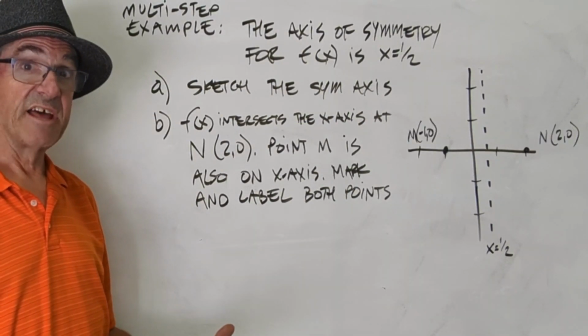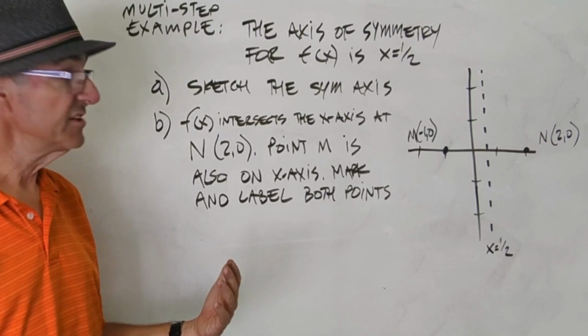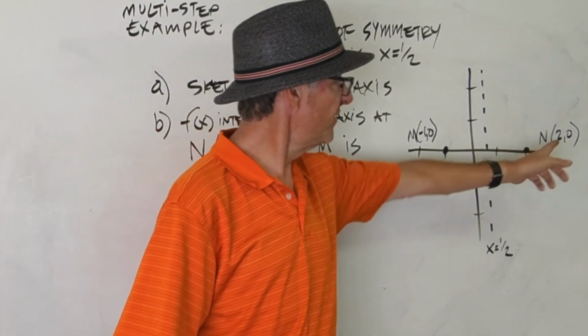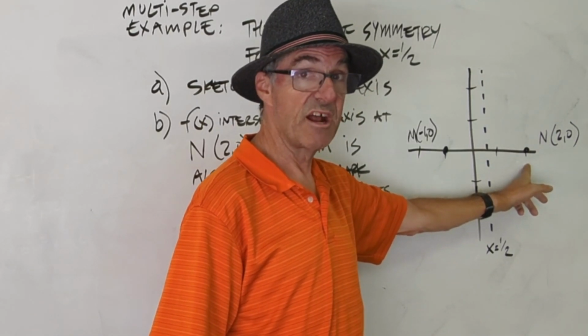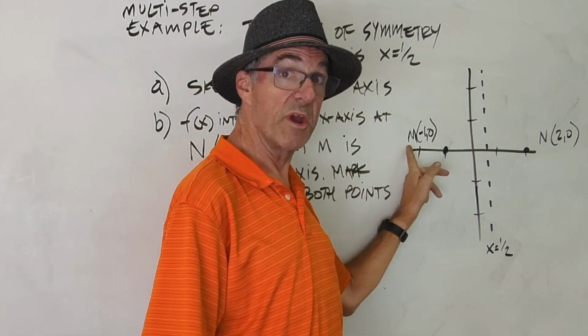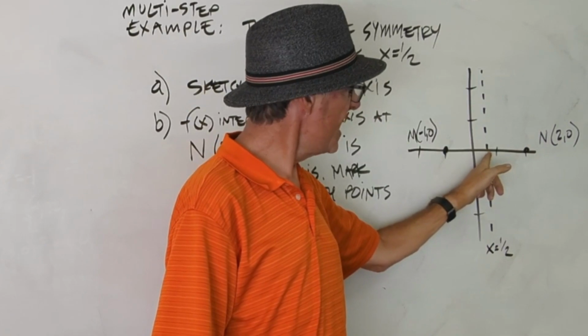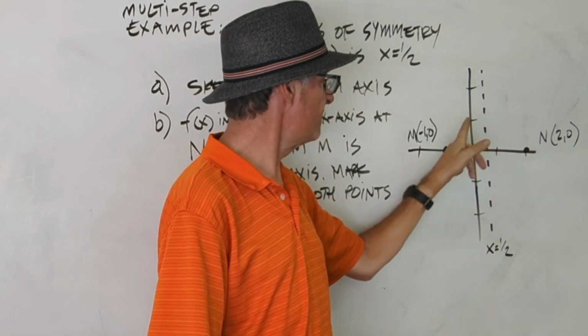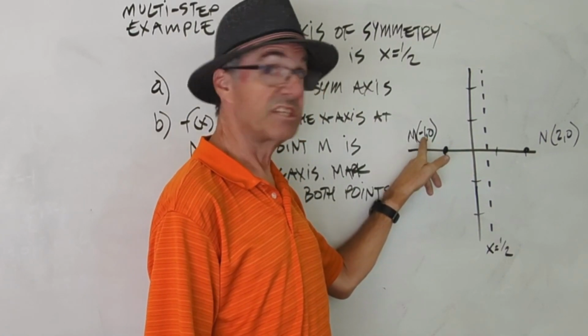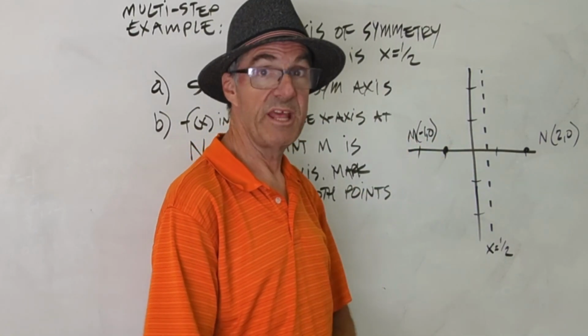All right, let's take a look at that. We get point N for free. They told us that N was (2, 0). So guess what? (2, 0). I can just put that on there. M is pretty quick to get. We know that N is 1.5 to the right, so M is going to be 1.5 to the left. So that's going to give us (-1, 0) for point M.